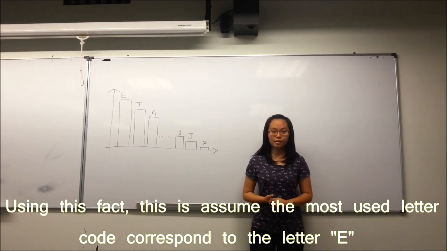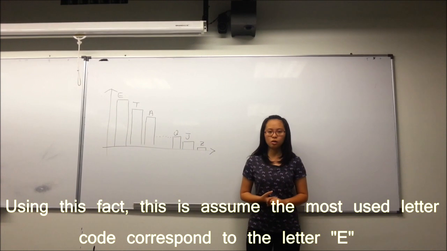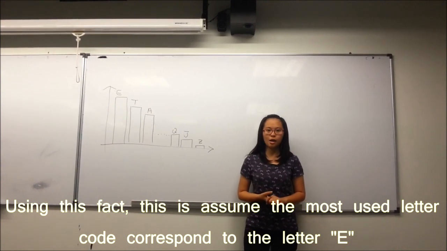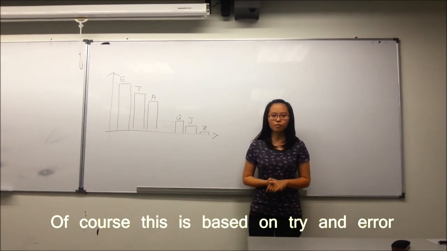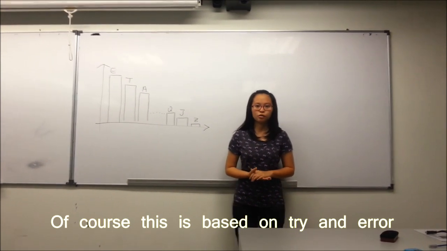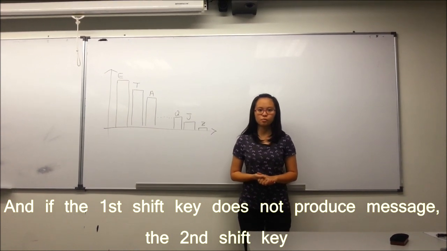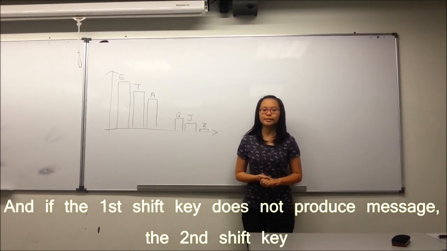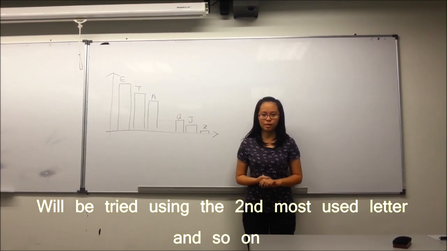Using this fact, it is assumed that the most used letter in the code corresponds to the letter E, and we base our shift key from there. Of course, this is based on trial and error. And if the first shift key does not produce a message, the second shift key will be tried using the second most used letter, and so on.